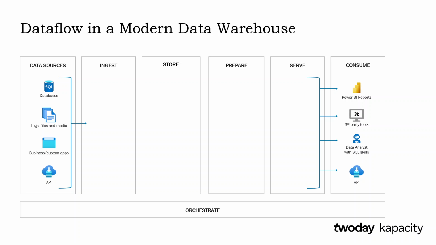This is a common way of drawing up an architecture of a modern data warehouse where we have different layers for ingest, store, prepare, and serve. But when we go to the data lakehouse, it makes much more sense to move the layers around.